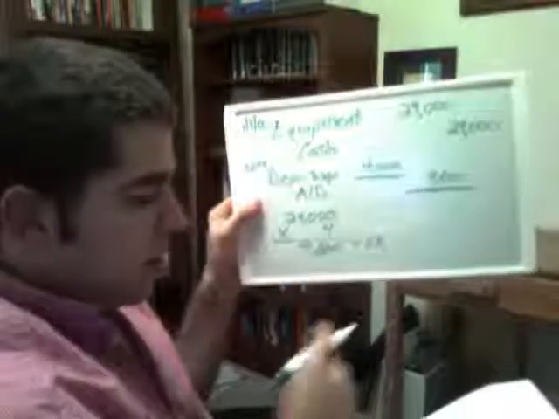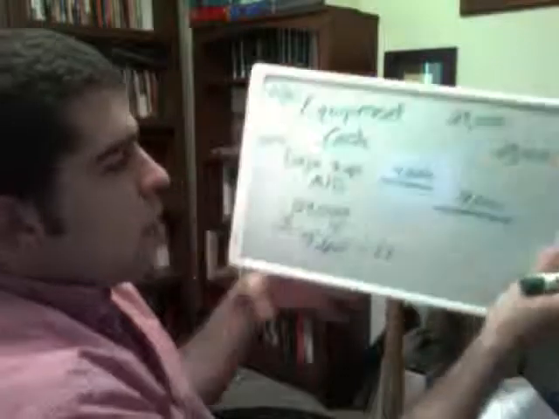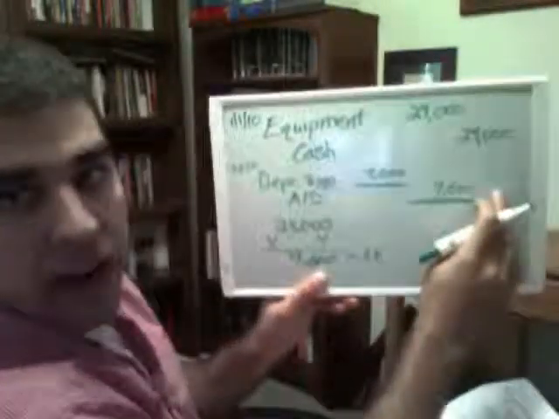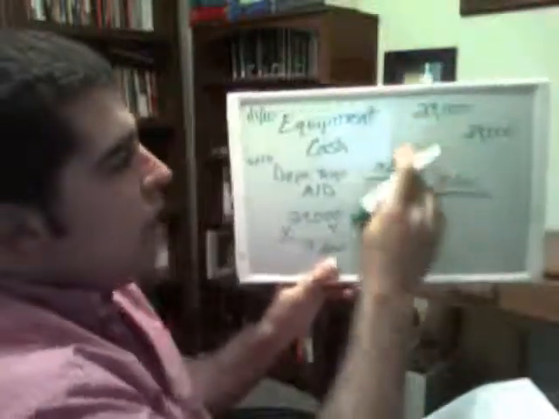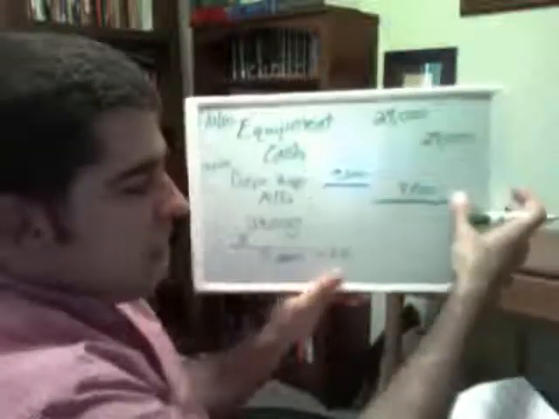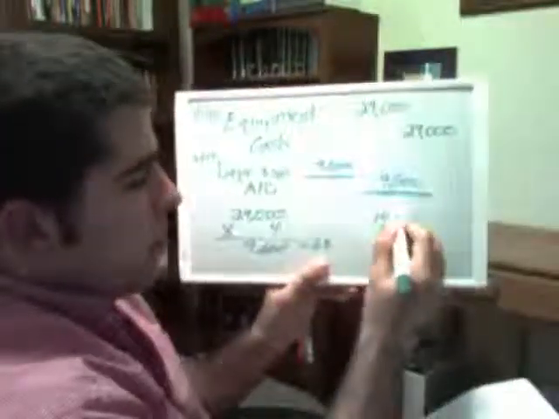What would we do in the second year? Well, look at our, remember this goes to accumulated depreciation, this is going to be a credit. So the difference in our book value now, the 24,000 minus the 9,600 is 14,400.